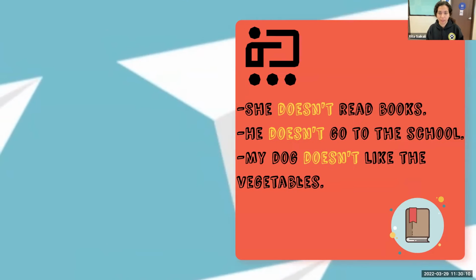Okay? All right. For the doesn't, she doesn't read books. She is third person singular. So it gets doesn't. He doesn't go to school. He is third person singular. So it gets doesn't. My dog doesn't like the vegetables. Again, my dog resembles it. So we can replace my dog with it, right? And if we can do that, then it's third person singular, which means that it gets doesn't and not don't.